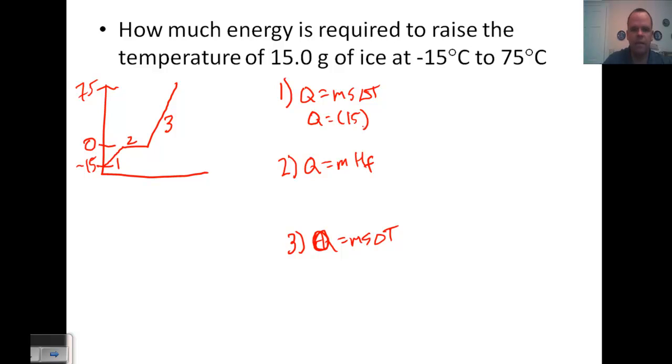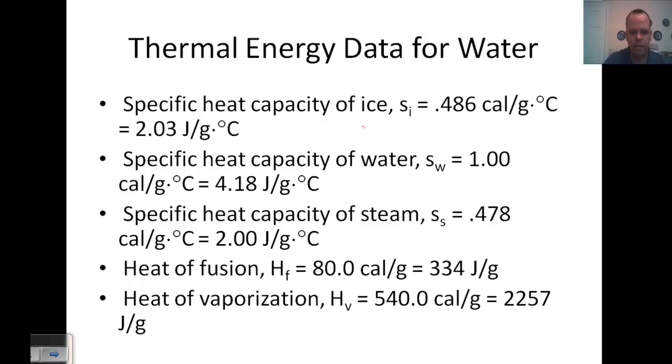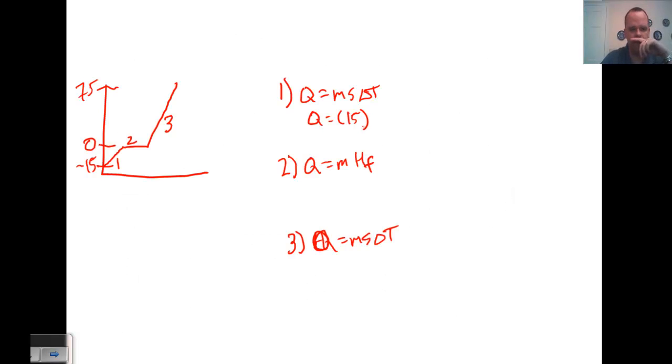Now we need the specific heat of ice. So we go back, specific heat of ice. It's 0.486 calories or 2.03 joules. Let's do joules in this case. So we've got 2.03. And the change in temperature is a final temperature of 0, an initial of negative 15. So 15 times 2.03 times 15, which comes out to 456.75.